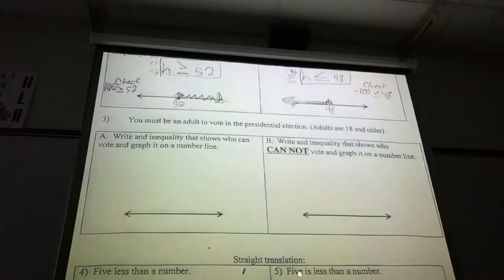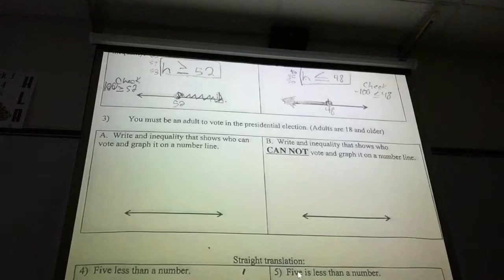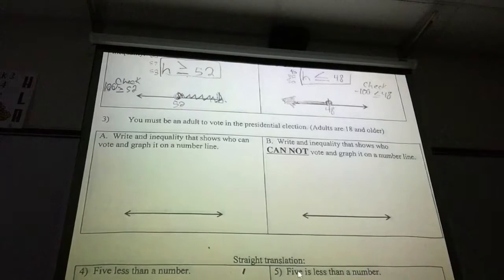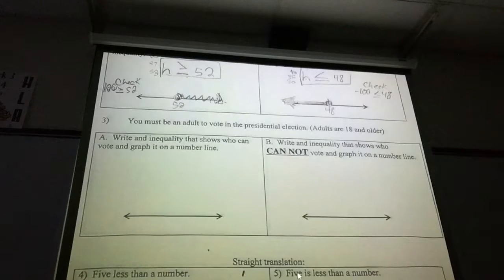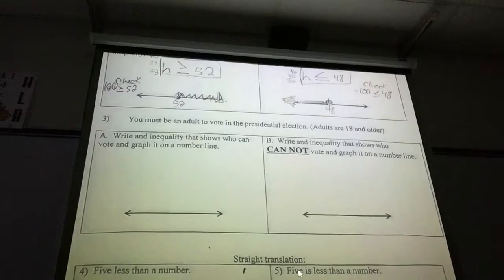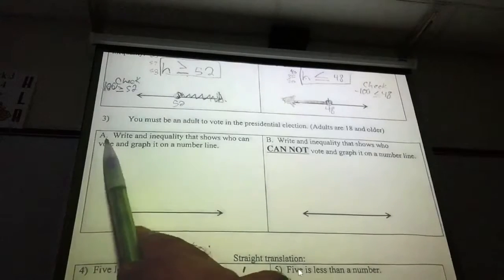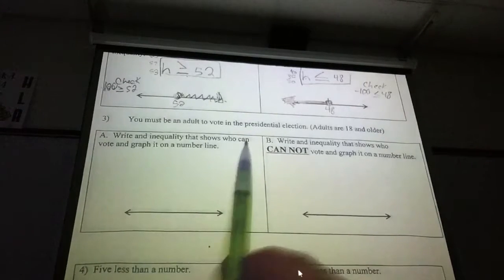All right, now number 3 has 2 parts, A and B. I want you guys to go ahead and try A on your own. Now, let me read this for you really quick. It says, you must be an adult to vote in the presidential election. An adult is 18 and older. So you need to write an inequality for someone who is able to vote. Now for A, this is someone who can vote. Go ahead and do that right now.